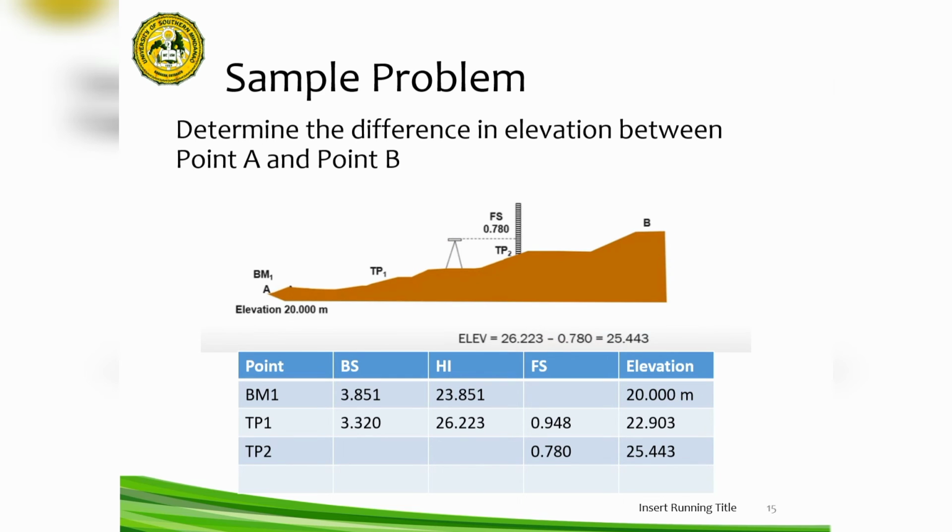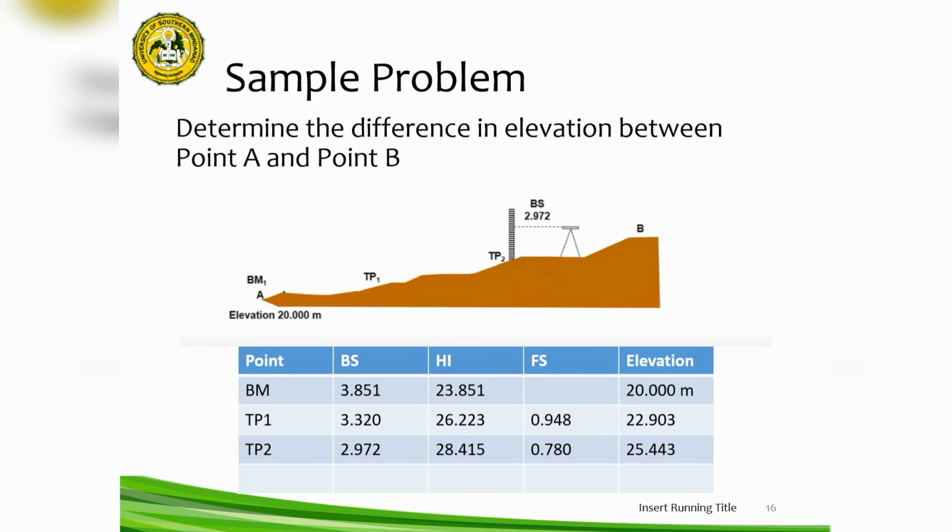We will take another turning point 2 and move the stage rod because point B is not visible to our instrument. So we will take a foresight reading of 0.780. The foresight reading is subtracted from the height of the instrument so that we can get the elevation of turning point 2. So 26.223 minus 0.780 is equal to 25.443.